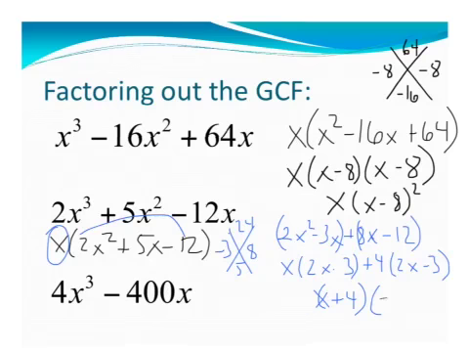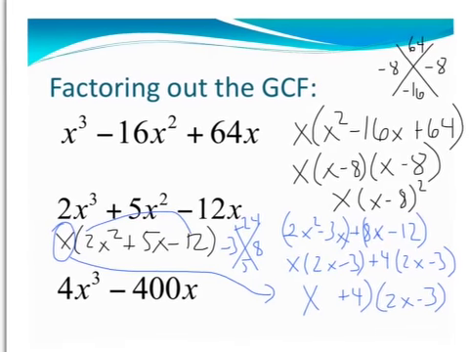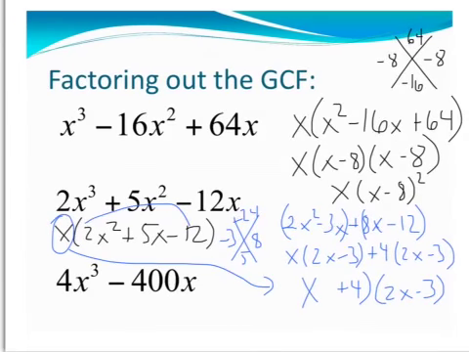and 2x minus 3. And do not forget about our little friend that was just hanging out in front. We're going to put that x out in front here. So we touch that up a little bit. We have x times x plus 4 times 2x minus 3. This would be our final answer, fully factored. Lots of work, but lots of fun.